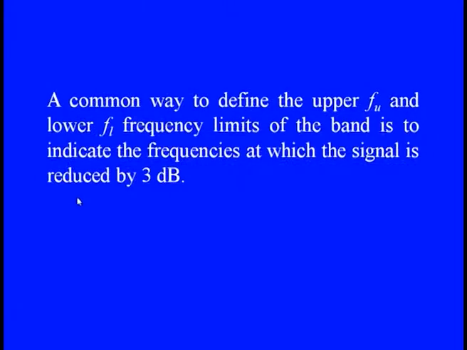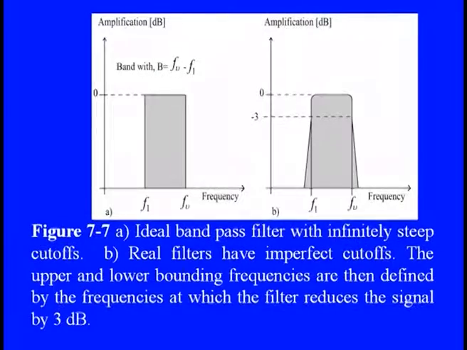A common way to define the upper limit where the curved feature is, and the lower frequency limit of the band, is to indicate the frequency at which the signal is reduced by 3 decibels, 3 dB. If you look at the exact shape, the ideal band pass filter has indefinitely steep cutoffs. So, we have the lower frequency and the upper frequency, and the bandwidth is Fu minus Fl, the upper band minus the lower band. This is the square form.